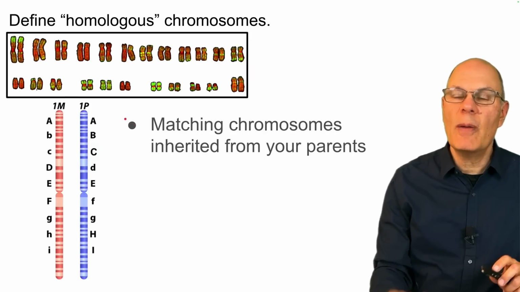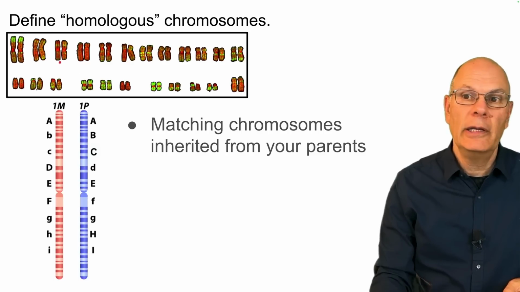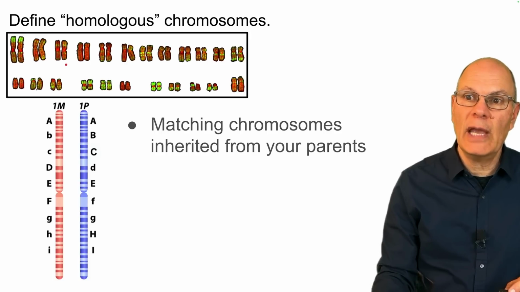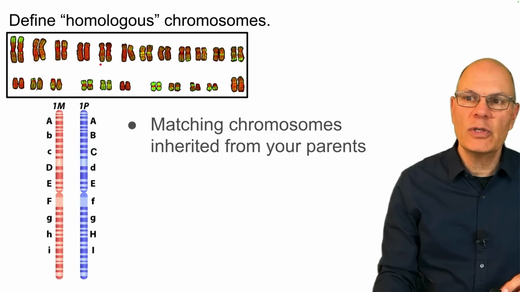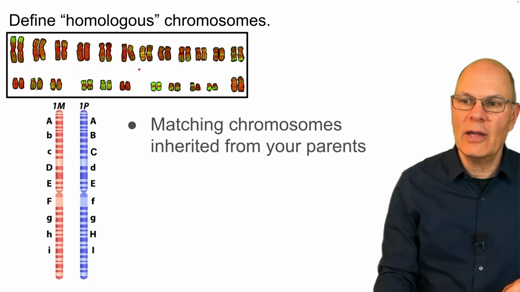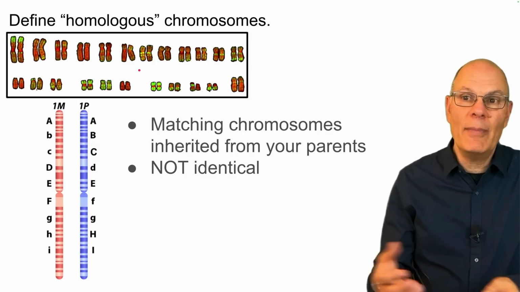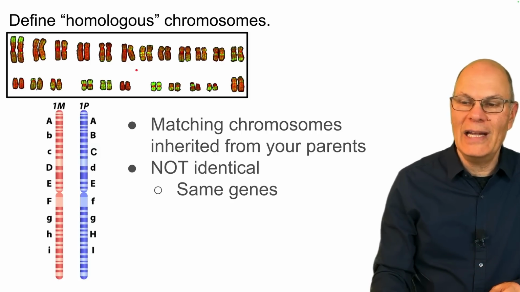Define homologous chromosomes. Homologous chromosomes are the matching chromosomes that you inherited from your parents. So, for example, here's chromosome 3. One of them came from your mom, one of them came from your dad. Here's chromosome 4, it's the same thing. Here's chromosome 5, all the way on down the line. They are not identical. How could they be? Your mom and dad aren't identical, so the chromosomes that they passed on to you wouldn't be identical.